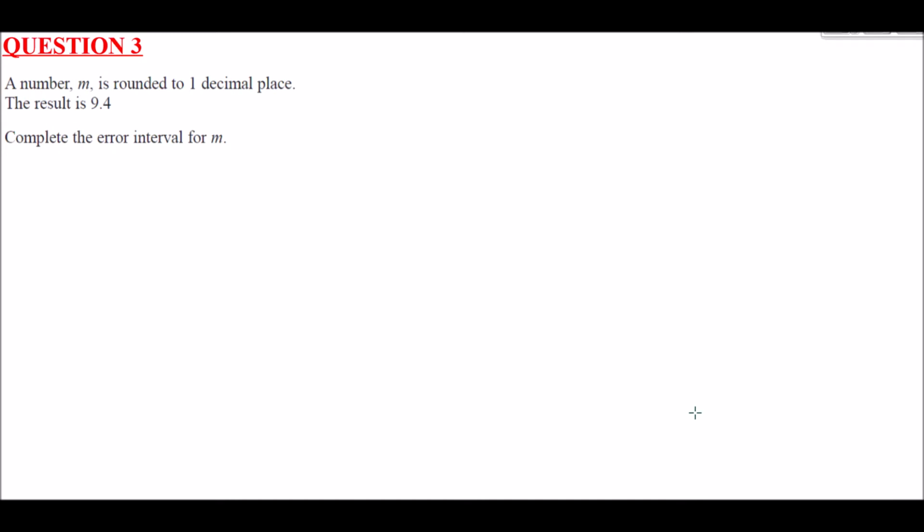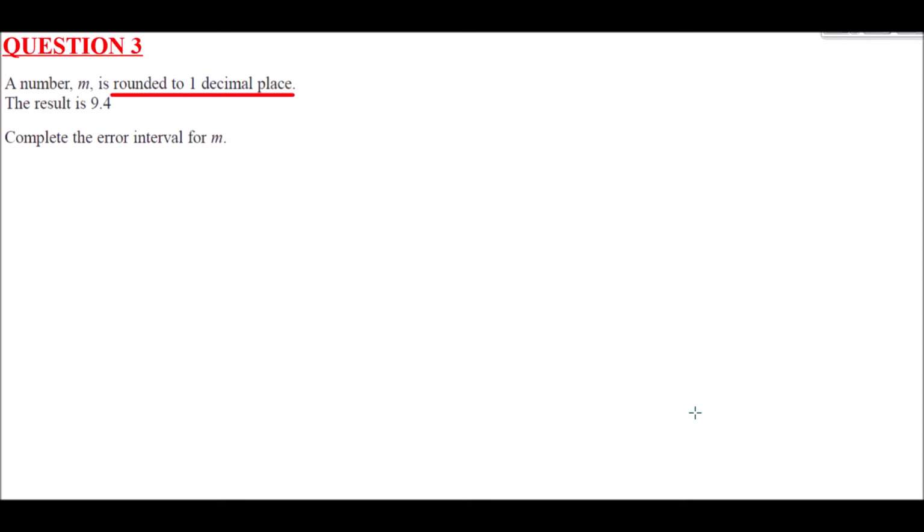Question 3, we have a number, m, which has been rounded to 1 decimal place. The result's 9.4. Complete the error interval for m. So let's just take this step by step. First of all, rounding to 1 decimal place. So imagine the 0.1 decimal places times table. The values would be going up in 0.1s. So the 1 decimal place pattern would be 0.1, 0.2, 0.3, 0.4, 0.5, and so on and so on.